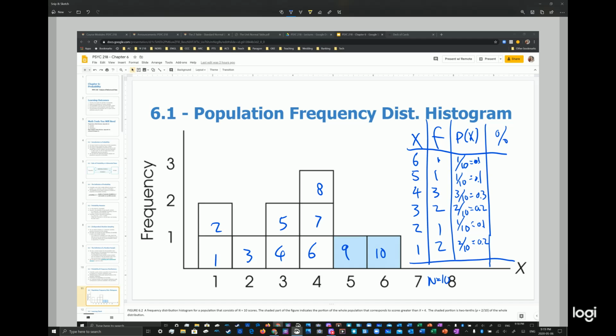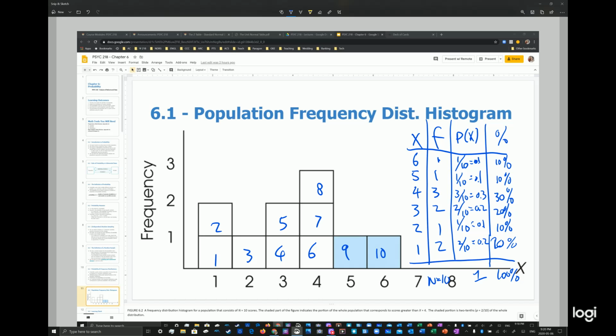In terms of percentages, just multiply by 100. 0.1 times 100, that's 10%. 10% again for 5. 30% for 4. X equals 4. 20% for X equals 3. 10% for X equals 2. And 20% for X equals 1. Notice if you add the proportions and the percentages, the proportions would equal 1 and the percentages would equal 100%. And this distribution is useful because it's simple enough and there happens to be 10 scores.